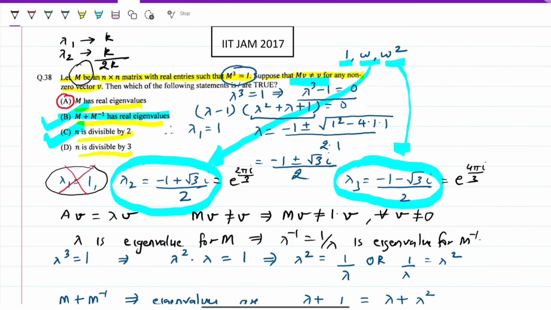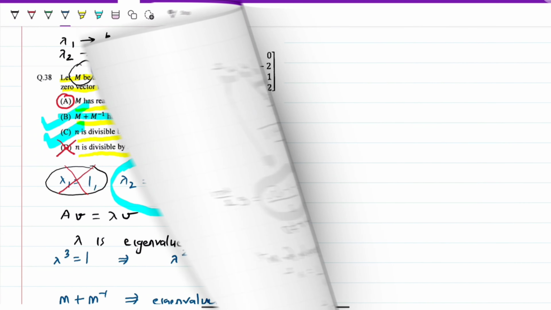And for n being divisible by 3, we can likewise conclude that this is incorrect, because not necessarily all the time the number 2k will be divisible by 3. So that's problem 38. It has two correct answers. One is option B and one is option C. Now let's move on to the next problem.